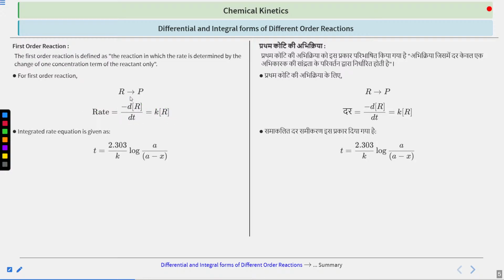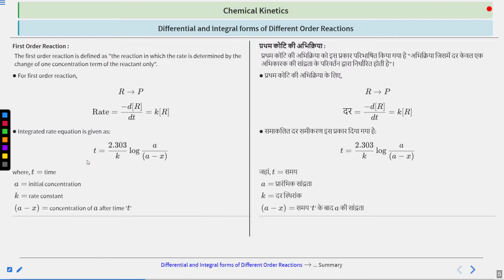Now if you integrate this equation, you bring R here and cross multiply dt with k. Integrating gives ln R, or 2.303 log R, either of them, and then k dt integrates to kt. Now if you integrate within proper limits, such that the initial concentration is a and the final concentration is a minus x, with time going from 0 to t, you get this equation. The same thing is written here: t is time, a is the initial concentration, k is the rate constant, and a minus x is the concentration at time t.